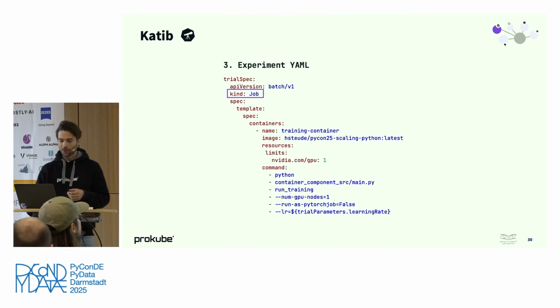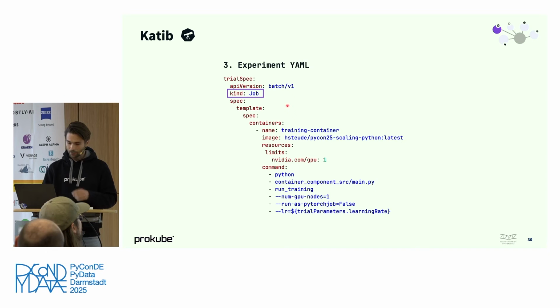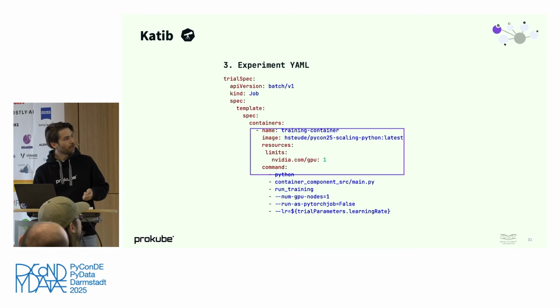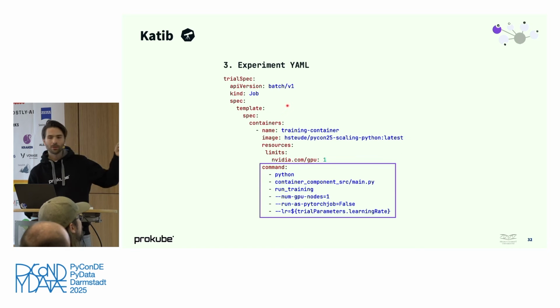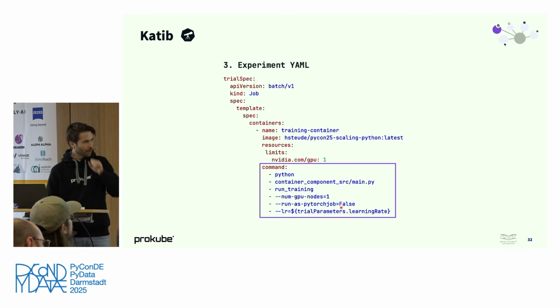And finally, we describe what exactly happens in a single trial. In this case, it's a Kubernetes job, which means we have our image again, which is the image we built before, and that holds the training script we saw earlier. We tell Kubernetes that the trial is allowed to use a GPU, and then we have the command, and that's what we constructed using the CLI decorators on top of our function. So here we say Python, run the main.py file, run this run training command, use 1 GPU. We also say run as PyTorch job equals false. We'll later say true, but here we don't need that.